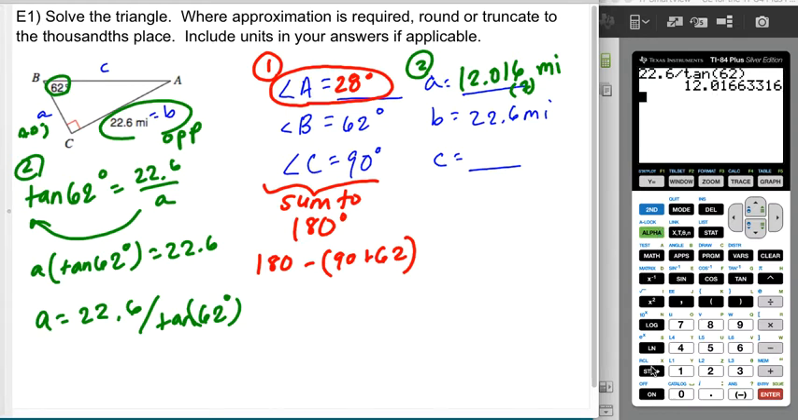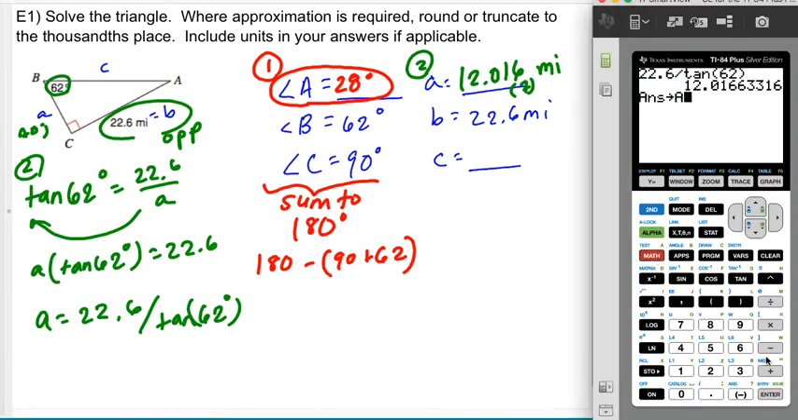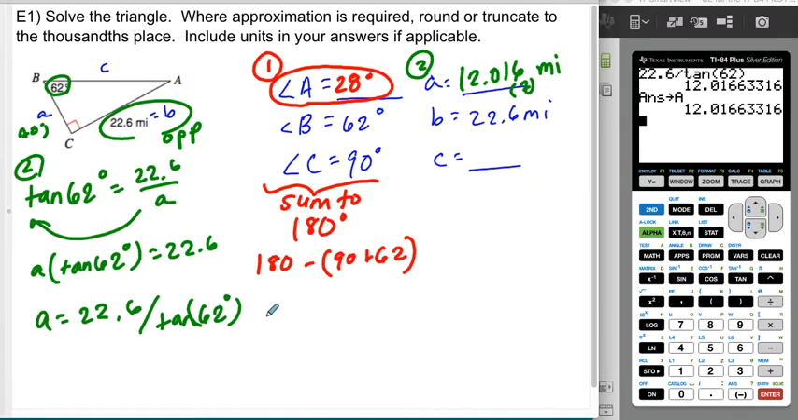So there we have that. Now I'm going to store this as alpha A in my calculator. I'm going to make a note that I did that, that I stored this as A.